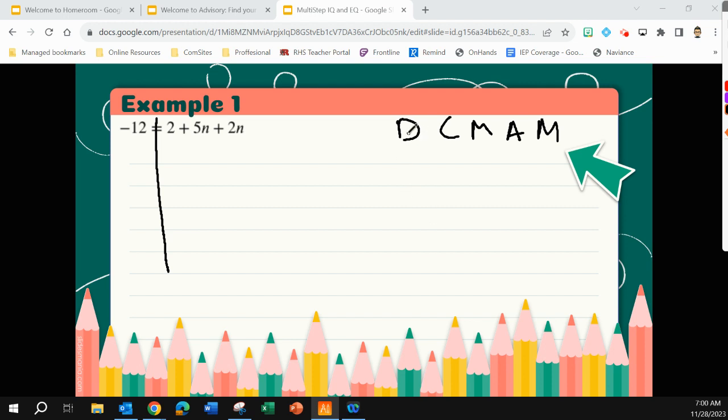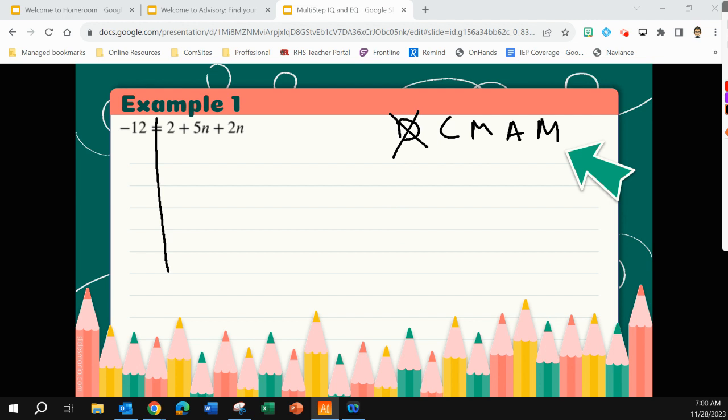The first step, D, stands for distributive. If we had parentheses, we would distribute the number in front of that to all the numbers inside. We don't in this case, so we're good with that.